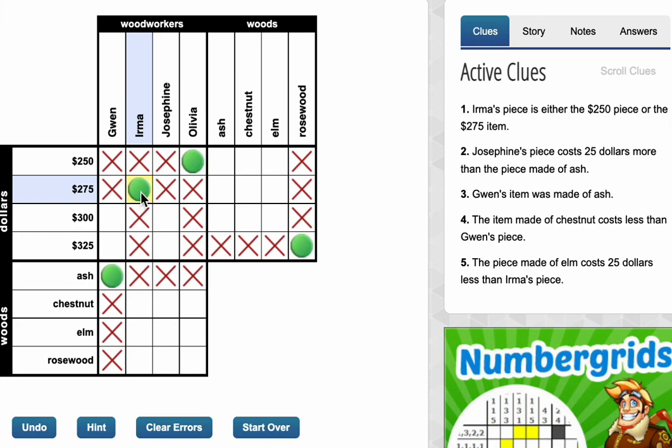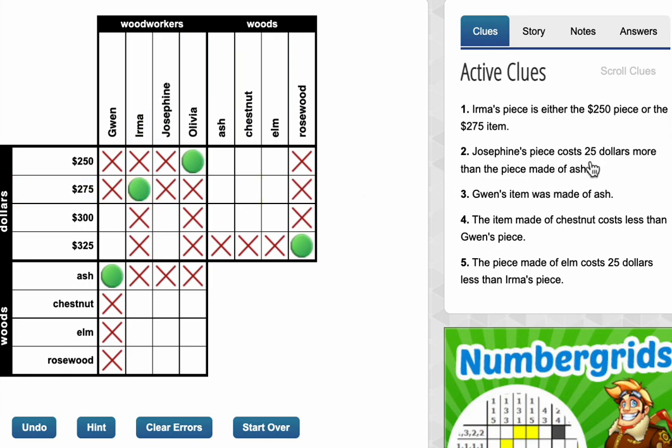All right. Now, if you can cross-reference among the rows and columns, then that's good. But it might not be as obvious. So if you don't see it just yet, then you cycle through the clues again. So Irma's piece is either 250 or 275. Oh, well, we already got that figured out because we know Irma's is 275.